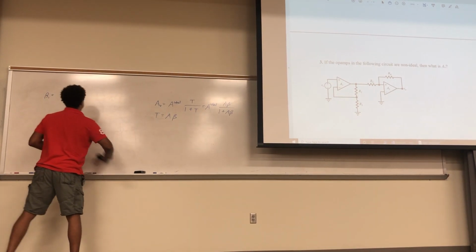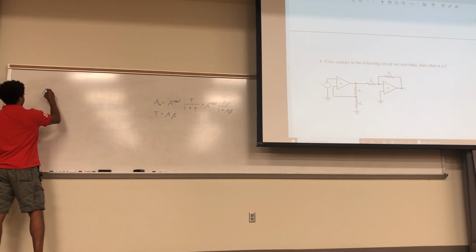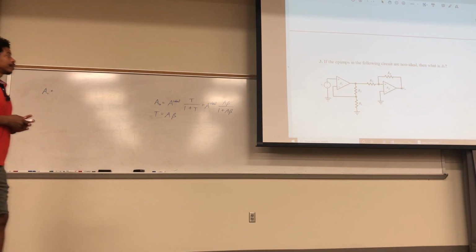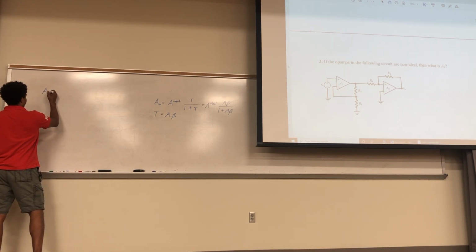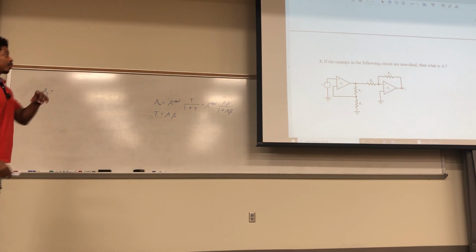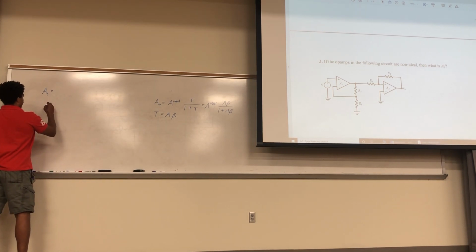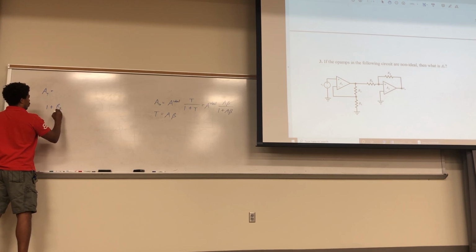Okay, well, let's do it this way. Let's follow that. What is A1? Oh wait, that's a bad way to say it. What's AV for the first one? Okay, well think about it this way. If that's ideal, what would it be? Exactly. So that would be 1 plus R2 over R1.